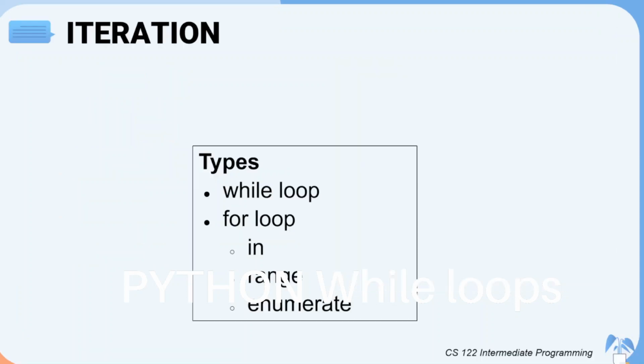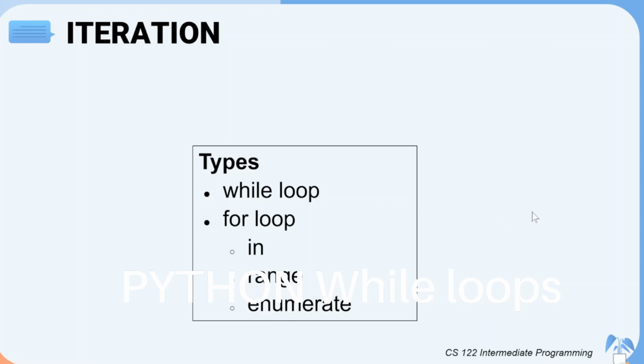Now let's continue. There are different types of iteration, which include the while loop and the for loop. In the for loop, we will use in, range, and enumerate. Actually, range and enumerate are almost the same when it comes to the output, but it's up to you which one you prefer to apply. Some programmers would recommend using enumerate because it's more Pythonic compared to range. We will find out later.